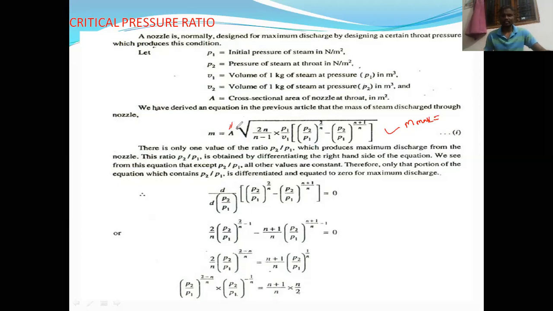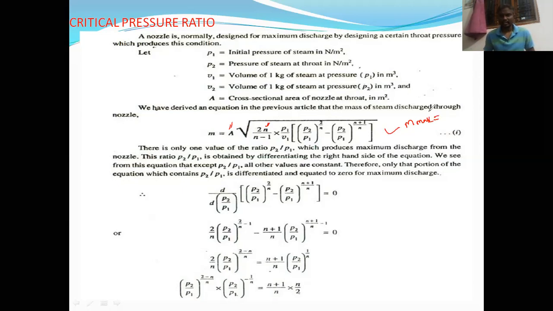Nozzle area is not going to change, so it is not a variable. n is also constant for the particular case, either it may be 1.2, 1.3 like that. P1 is the general pressure, it is also constant, and V1, the volume of steam, is also constant. Here the effective variable will be P2 by P1, that is nothing but the pressure ratio. This is the effective variable in the m formula.